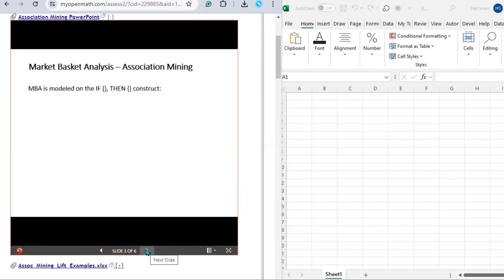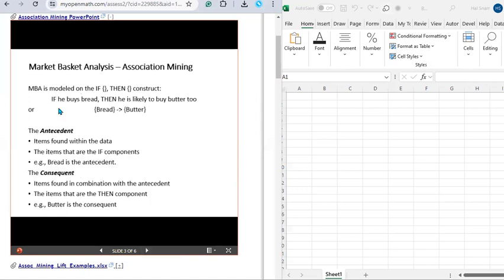The construct here is built on this if-then idea. For example, you go to the store to buy bread. Once you're at the store, you go, I need some butter. So if bread, then butter. Bread is the thing you went to the store to get. Butter was the thing that you decided to throw in the cart as well when you had already put the bread in the cart. So the butter is the consequent, the bread is the antecedent.